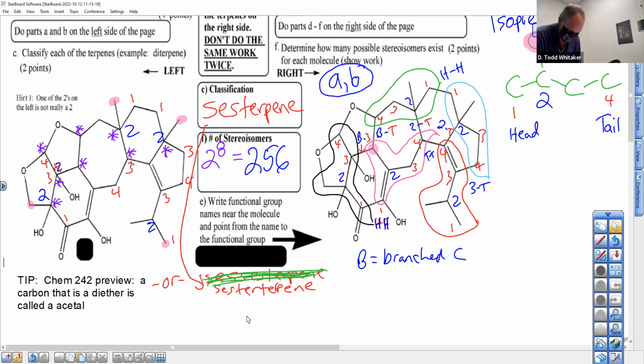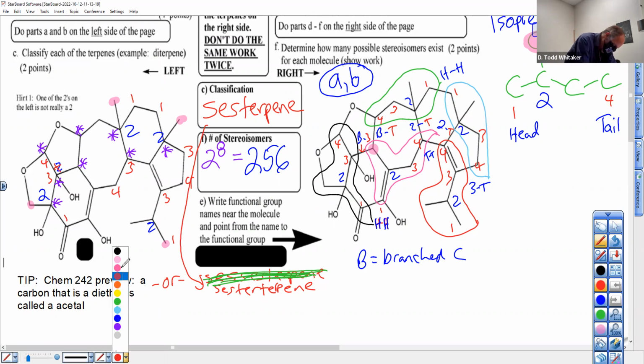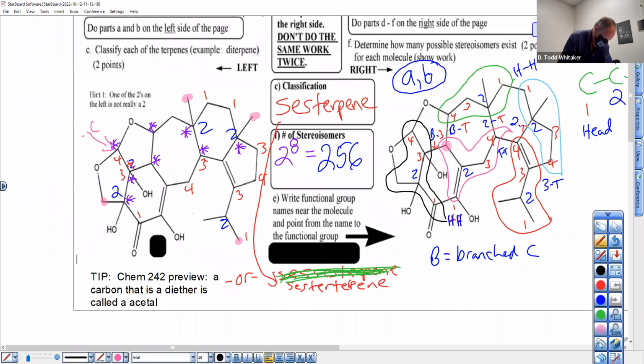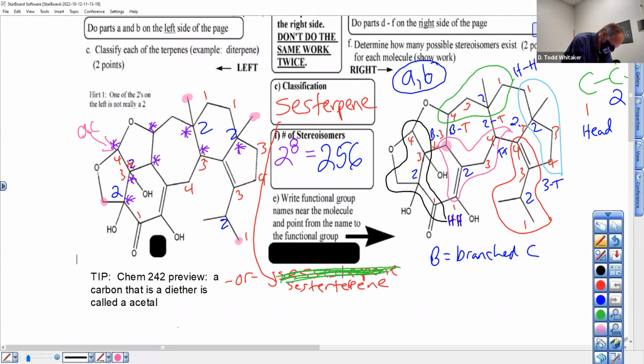So we're going to point over here, and we'll do it in red or pink. See, that's an acetal. Wow. That's an acetal. It's an ether to the left and an ether to the right. Everything else is a functional group you are responsible for.